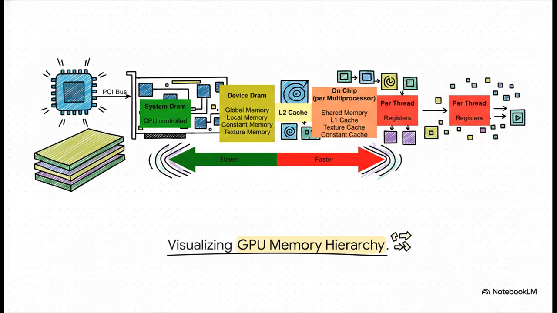Think of the memory layout like a highly optimized supply chain. At the very outer edge, you have the CPU-controlled system DRAM. It's like a massive warehouse across town. It holds everything, but getting a delivery takes forever. Move a bit closer and you hit the device DRAM holding the global memory right on the GPU card. Getting even closer to the compute cores, we hit the on-chip shared memory and caches. That's your fast local storeroom. And finally, right at the center, the per-thread registers. That's the tool belt you're wearing. Instant access, incredibly fast, but tiny capacity.